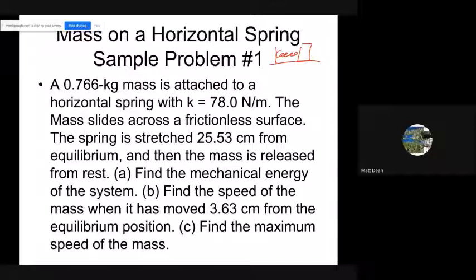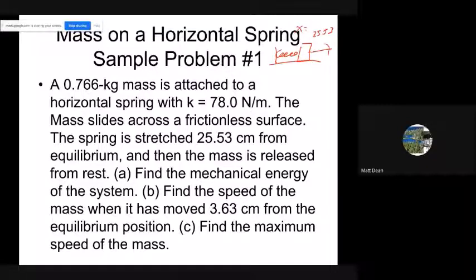All right, so we're starting out with a mass on a spring. It's on a table or something. And in this case, the spring is stretched this way, 25.53 meters. So that's the maximum displacement. And then it's released. Find the mechanical energy of the system.